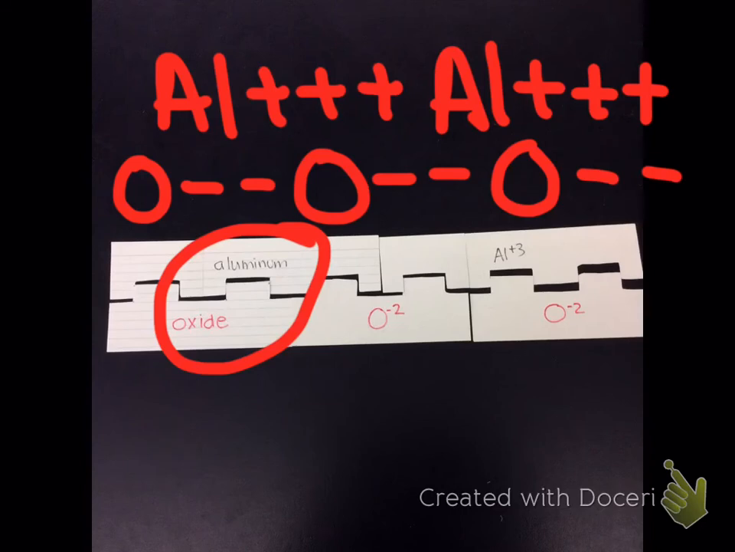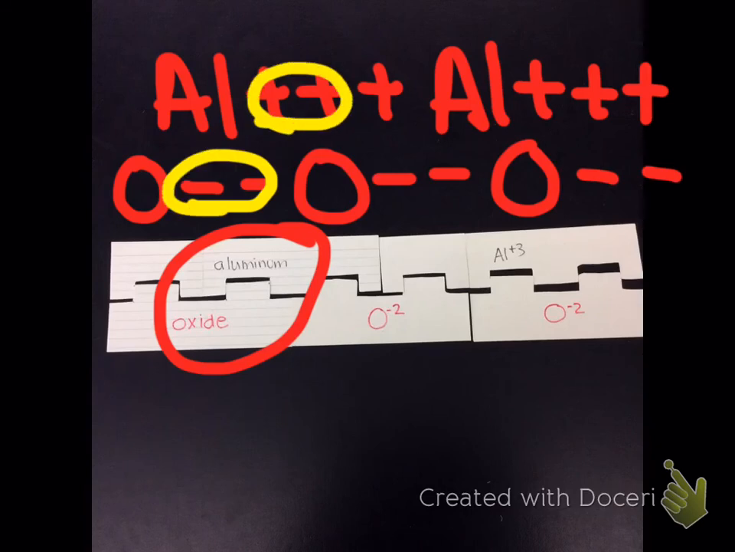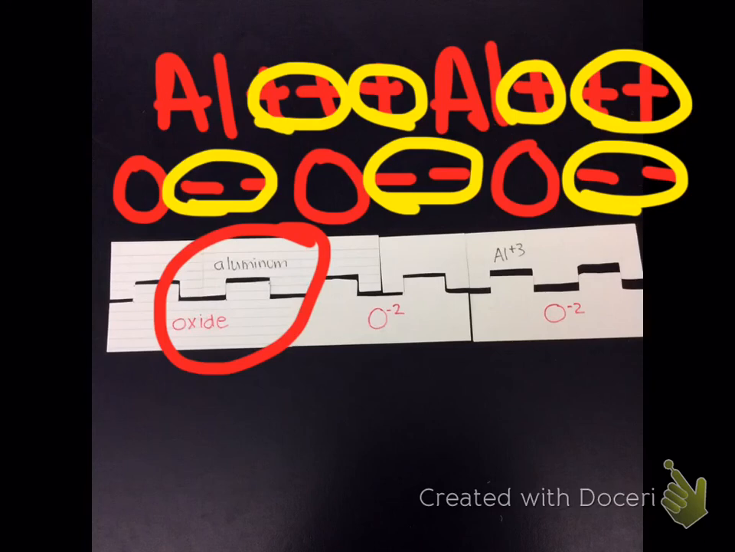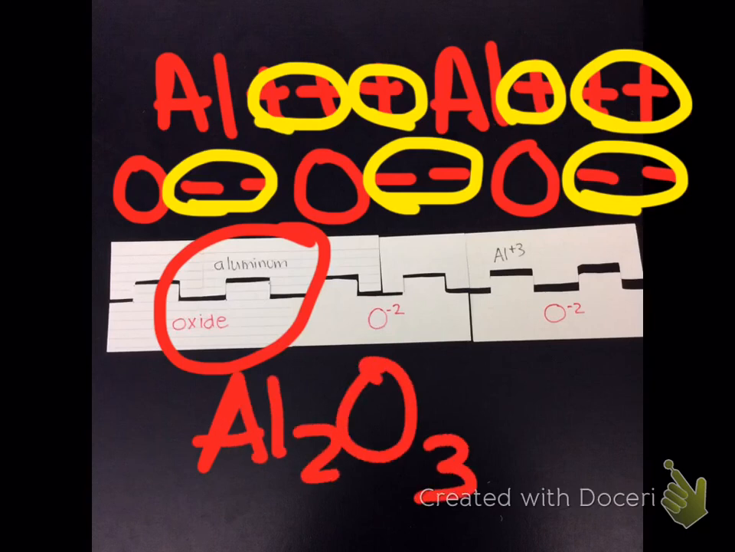If we count up the positives and the negatives, each -2 cancels out 2 of the plus signs from the aluminums. So we have 6 positives and 6 negatives. Then the final formula for the compound is Al2O3. Because there are 1, 2 aluminum cards and 1, 2, 3 oxide cards.